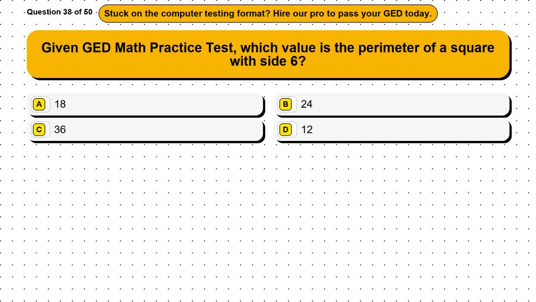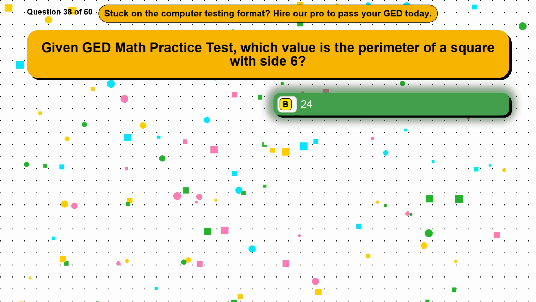Question 38. Given GED Math Practice Test, which value is the perimeter of a square with side 6? Option A, 18. Option B, 24. Option C, 36. Option D, 12. The correct answer is option B.